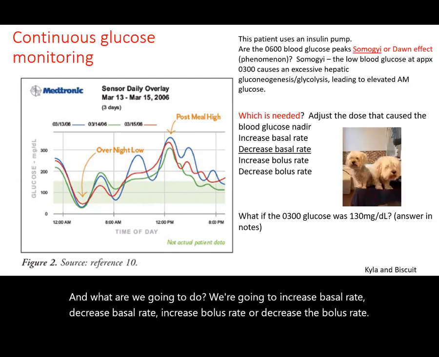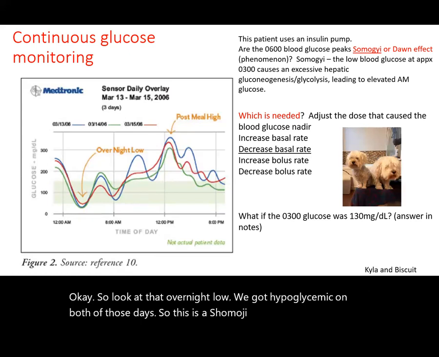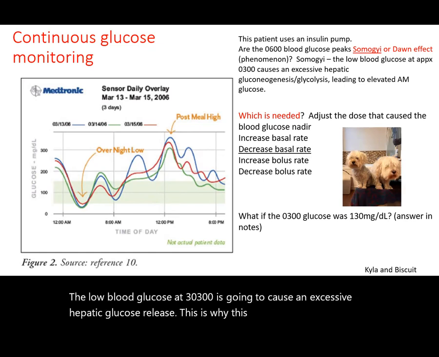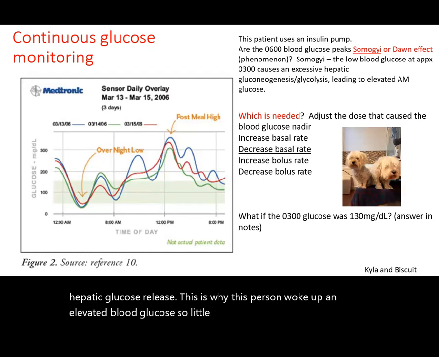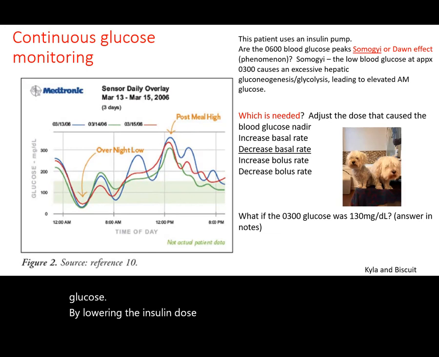Okay, so look at that overnight level. We got hypoglycemic on both of those days. So this is Somogyi effect. The low blood glucose at 0300 is going to cause an excessive hepatic glucose release. This is why this person woke up with an elevated blood glucose. So, little Kyla and Biscuit here, we want to decrease the basal rate. This patient had a really low blood glucose at 0300, so we want to prevent that low blood glucose by lowering the insulin dose that caused it.